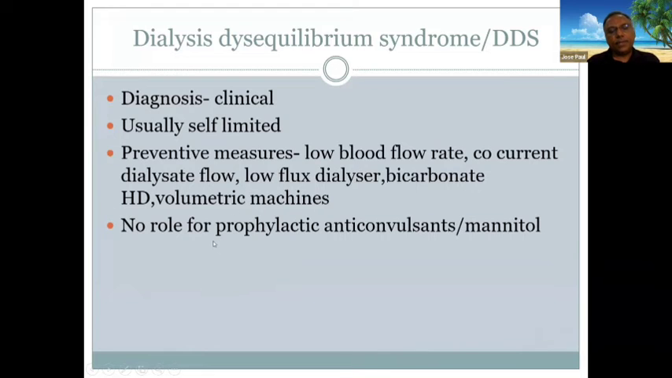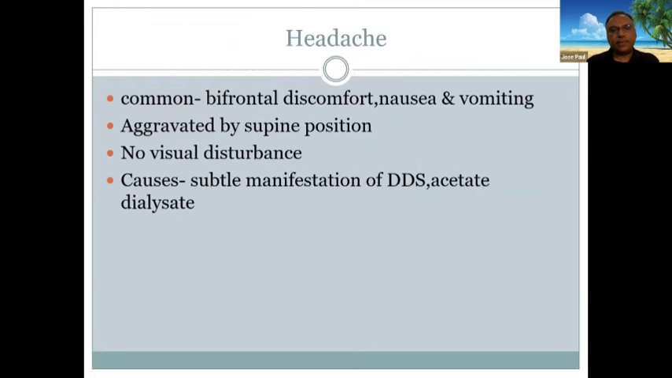And there is no role for prophylactic anticonvulsants or mannitol. It's often a preventive measure. So you have to decrease. You shouldn't do an aggressive dialysis in the first instance, where a patient presents with a severe renal failure.